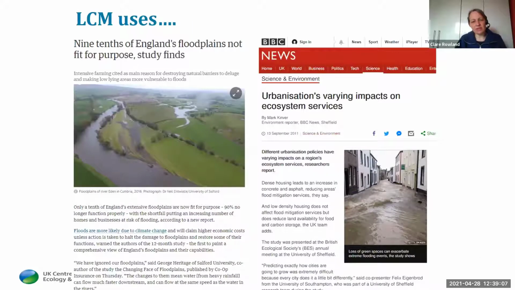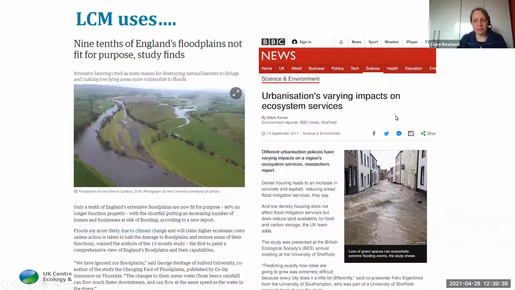On this slide, I've just got a couple of examples of media coverage of some of the uses of the land cover map. So this first example here, 9/10 of England's floodplains not fit for purpose. What they did here was they knew where the floodplains were, and then they used their knowledge of where the floodplains were to look at the land cover types in the floodplains, and then work out which land cover types were good for floodplains and which were poor for floodplains.